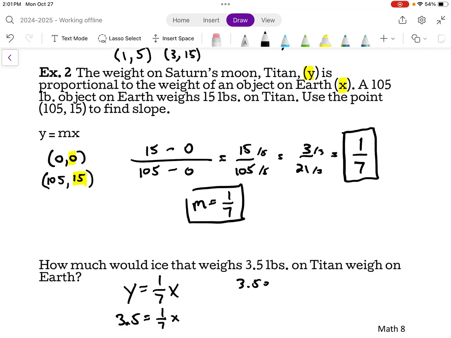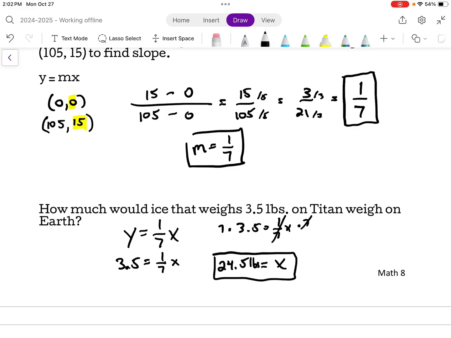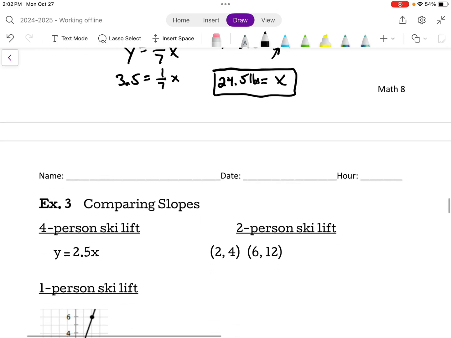So I have the equation 3.5 is equal to 1/7 x. When there's one term on each side, it's time to divide. Another way to eliminate the 1/7 would just be to multiply by 7 on both sides. The 1/7 and the 7 cancel out, and that leaves me with x is equal to 3.5 times 7, which ends up being 24.5 pounds. So what that says is that ice that weighs 3.5 pounds on Titan actually weighs 24.5 pounds on Earth.